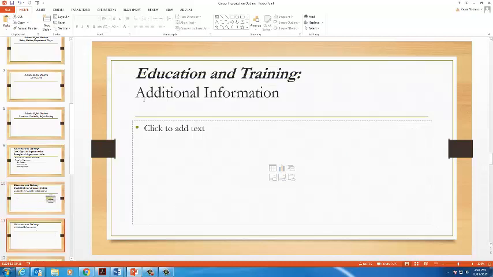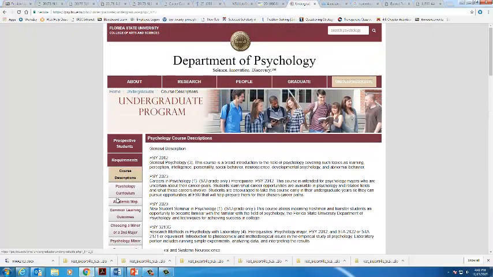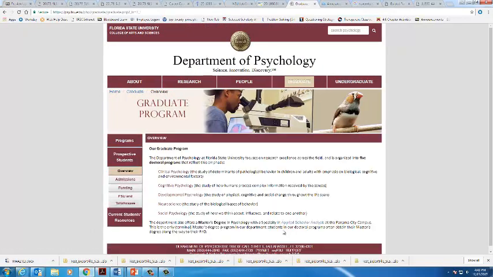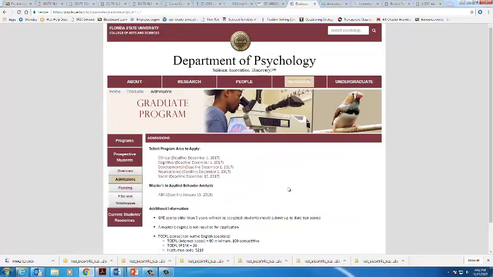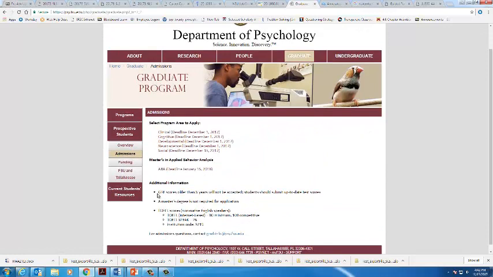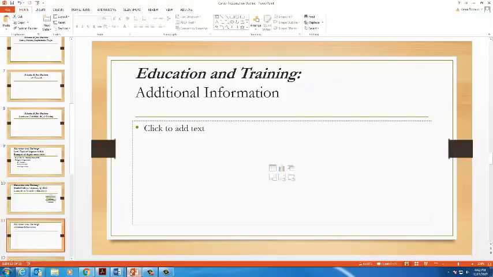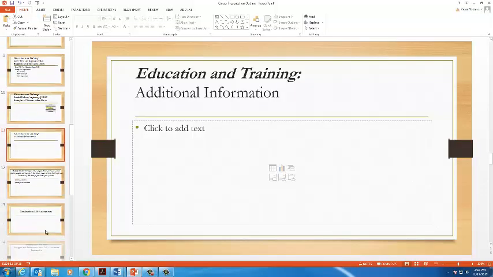If there's any additional information, this career requires a PhD, so it might be useful for you to start to dig into the graduate section, start to explore the prospective students, what would I need to do in order to get admitted into the program. It will list information about the GRE, and so that might prompt me to start researching what is the GRE, and then you can include that information as well.